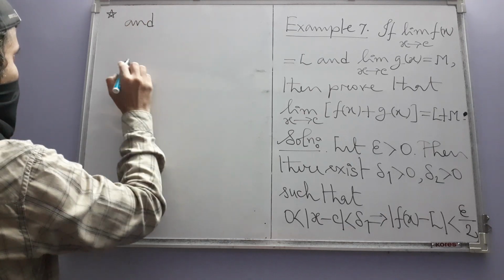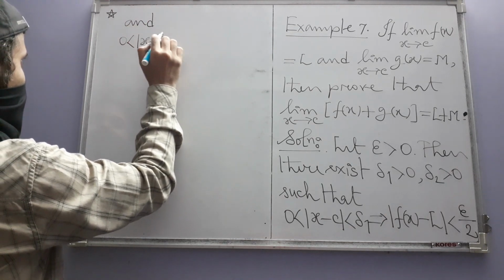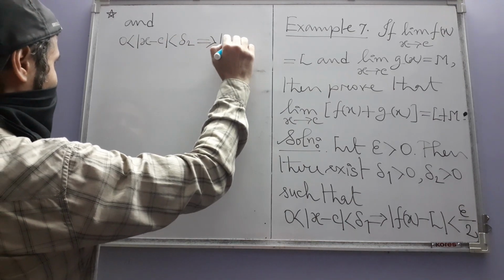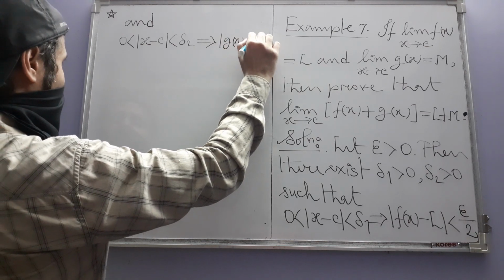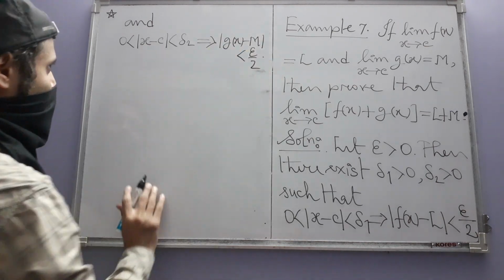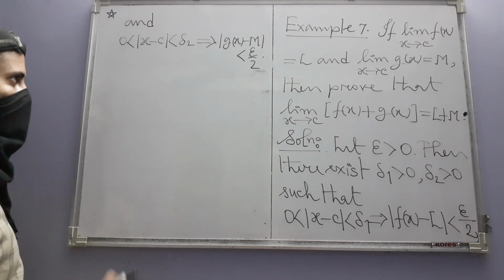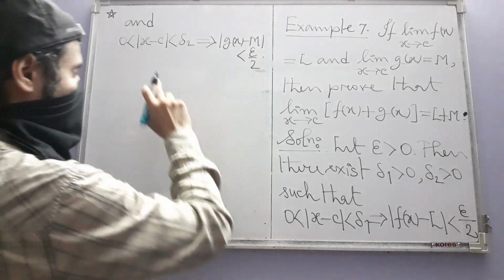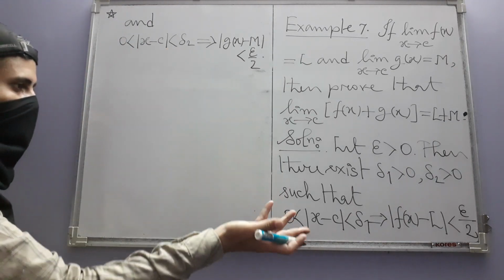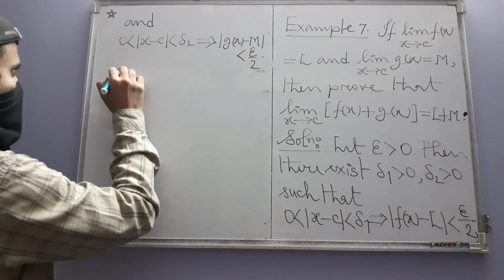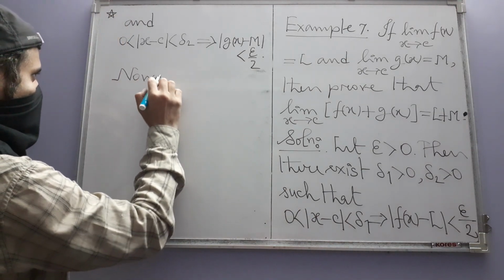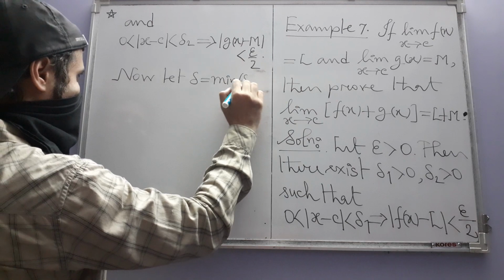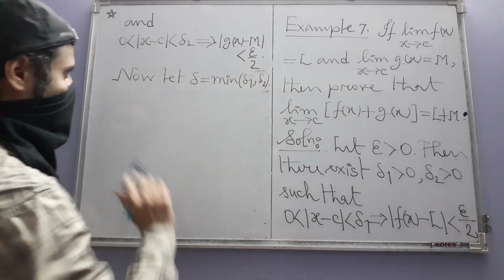And this. So we can similarly make the distance between g of x and m also less than epsilon over 2 by choosing x in this way. For that there is some delta 2. Now let delta be the minimum of delta 1 and delta 2.